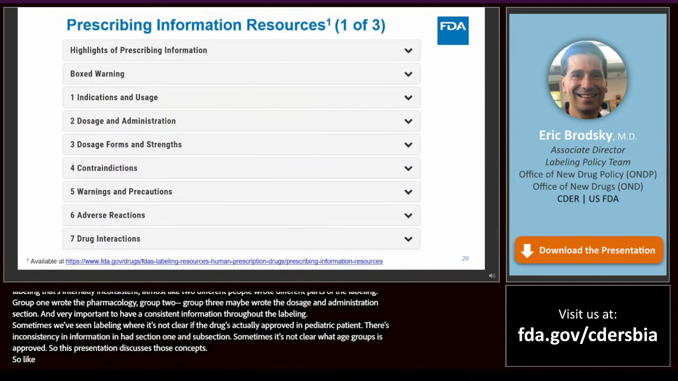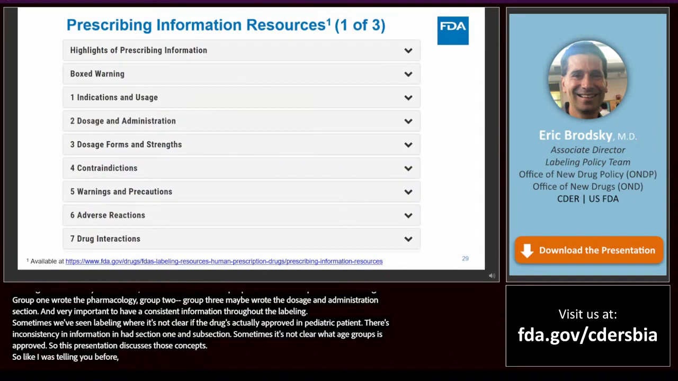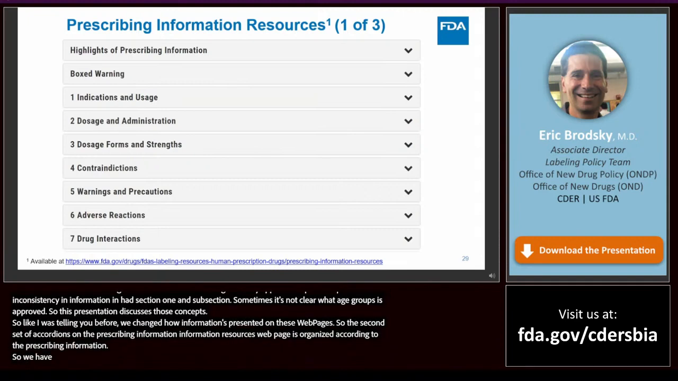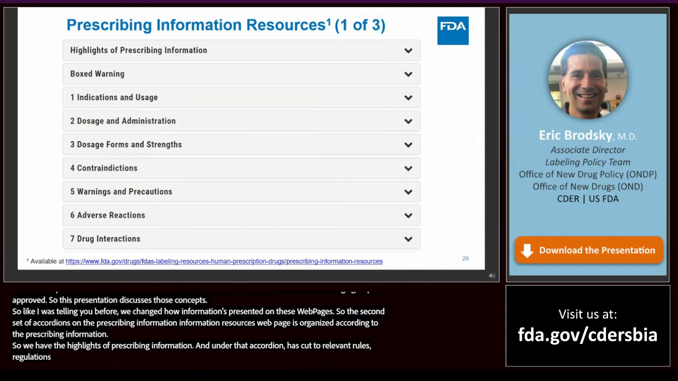So like I was telling you before, we changed how the information is presented on these web pages. The second set of accordions on the Prescribing Information Resources webpage is organized according to the prescribing information. So we have the highlights of prescribing information, and that accordion has all relevant rules, regulations, guidances, related guidances, and presentations related to the highlights of prescribing information.